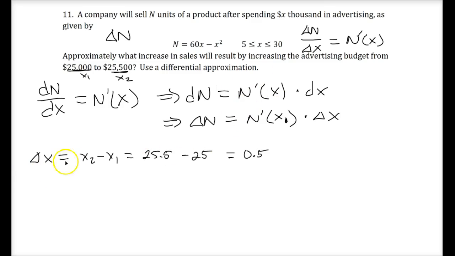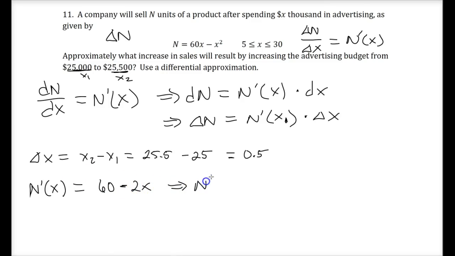Now that we know what delta x is, the only other thing we need to know is the derivative of our function evaluated at x1, which is 25. So let's find out what the derivative of our function N is going to be. Using what we've learned before, the derivative of 60x is just 60, and the derivative of x squared is just going to be 2x.